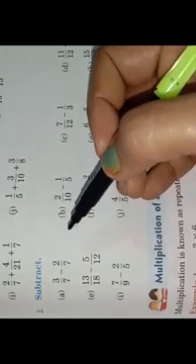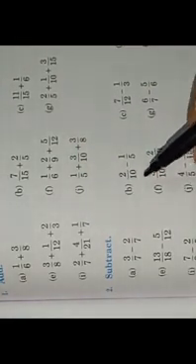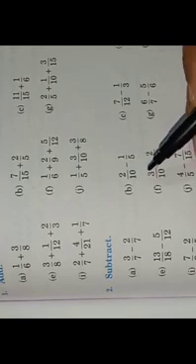And now question number 1 of exercise 7.7, that is add, and question number 2, that is subtract, of all fractions is your homework. You have to do it in your maths fair notebook.